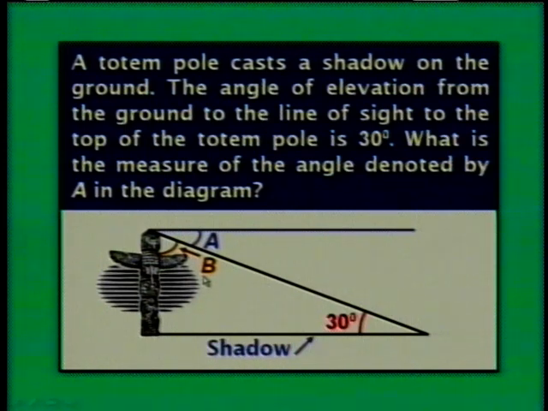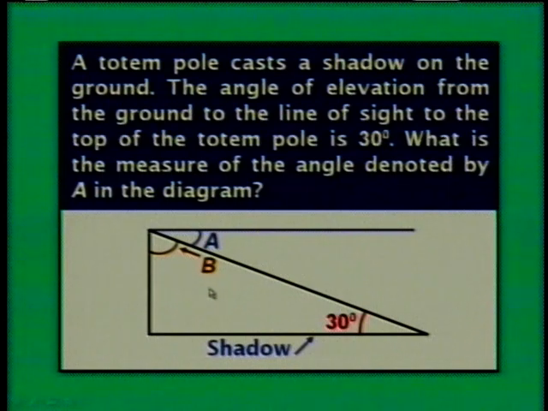So in the diagram we see our totem pole. The line at the bottom represents the shadow the totem pole is casting. We see our 30-degree angle of elevation. We see our angle A, but we also see an angle labeled B in the diagram. So let's get rid of the totem pole and look at the triangle that we can use for this diagram. I can see that I have a right triangle. The totem pole and the ground create a right angle.